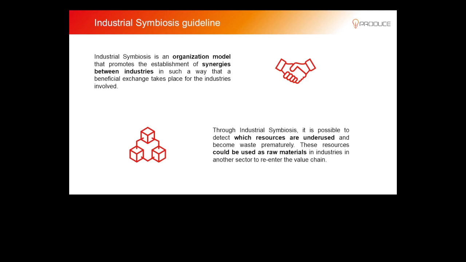Industrial symbiosis is an organization model that promotes the establishment of synergies between industries. Just like it happens in nature, through symbiosis, companies can cooperate in a way that benefits both, since the change takes place for the industries involved. So, through industrial symbiosis, it's possible to detect which resources are underused and become waste prematurely. These resources could be used as raw materials in industry in another sector to re-enter the value chain.